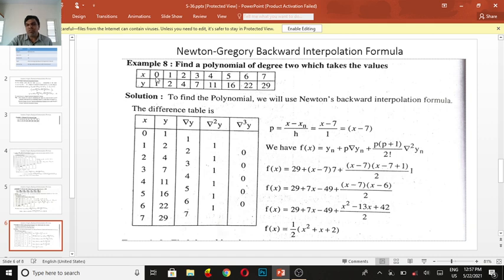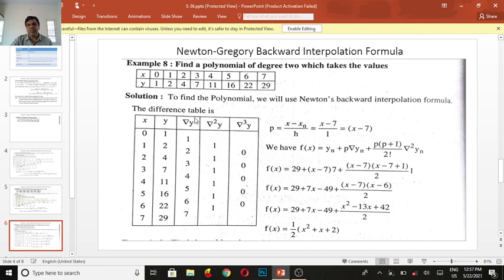So if x equals 0, the corresponding value of y is 1. If x is 1, the corresponding value of y is 2. If x is 2, the value of y is 4. If x is 3, it is 7, correct, right. So if we put it in a table, x is 0, 1, 2, 3, 4, 5, 6, 7, and the corresponding values of y are 1, 2, 4, 7, 11, 16, 22, 29.